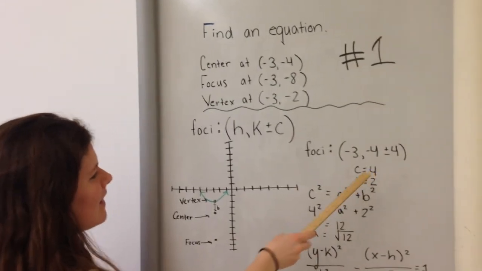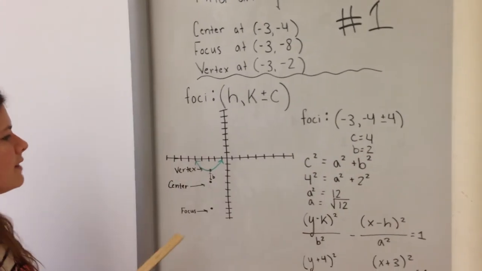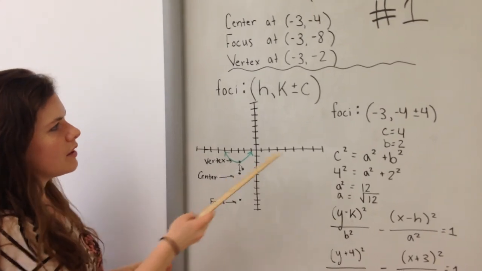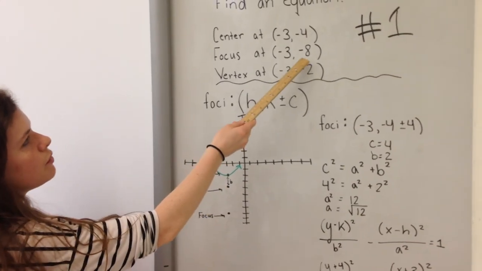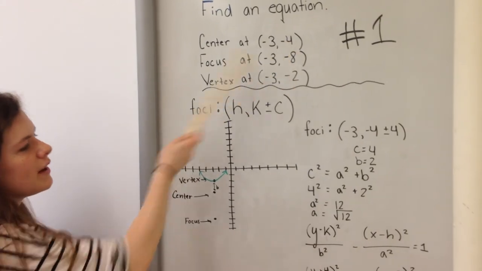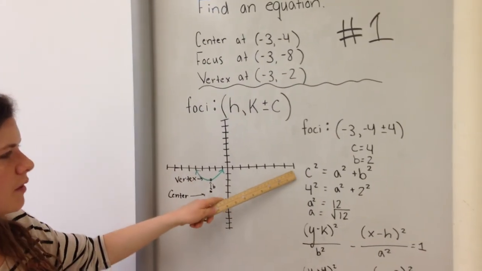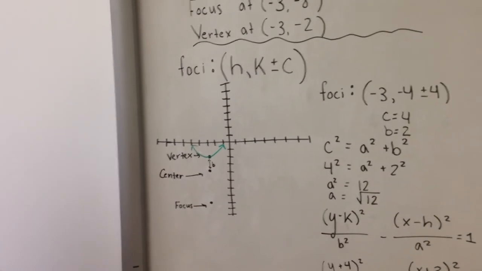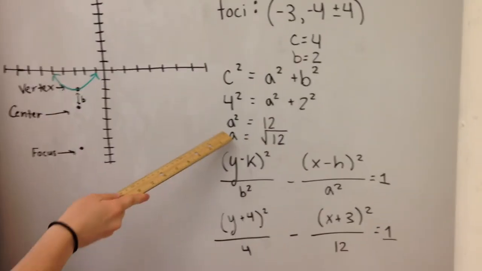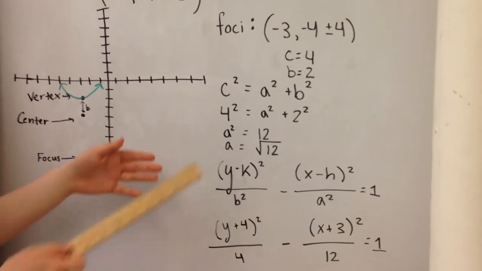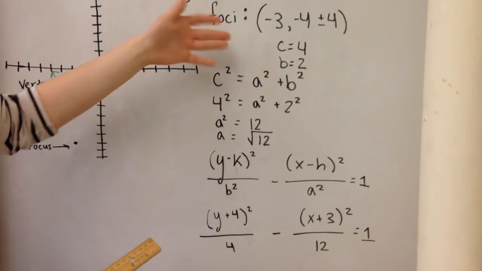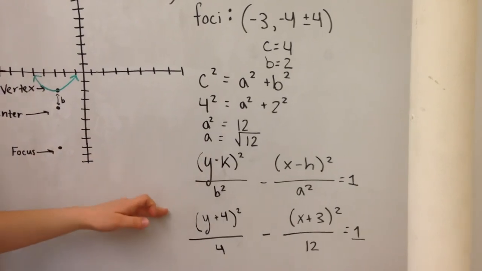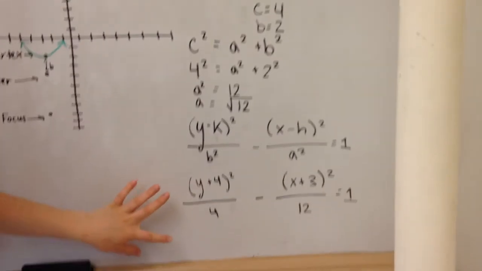So that gave me c, and then also I determined that b was the distance between the center and the vertex, and so that was 2, because between the center and the vertex are 2 units. And then using this information, I plugged it into the Pythagorean formula, and this allowed me to determine a. And with then knowing a, b, and c, I plugged it into the regular formula for a hyperbola and determined that this is the equation.